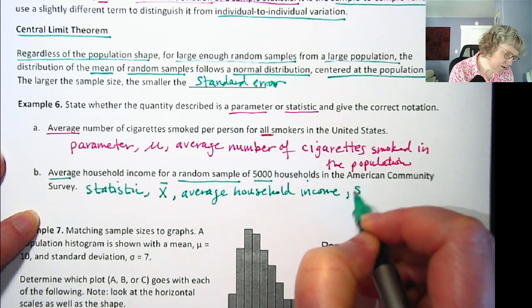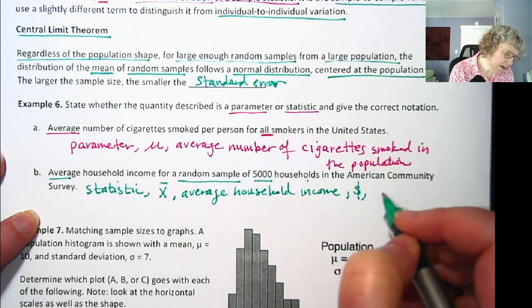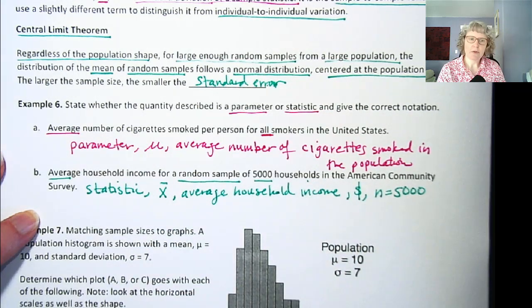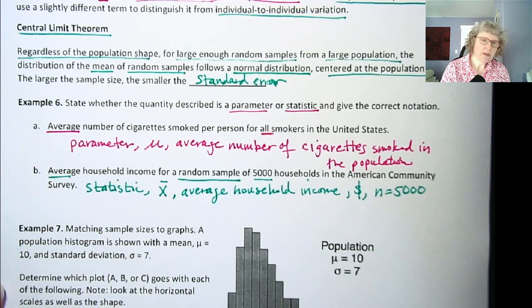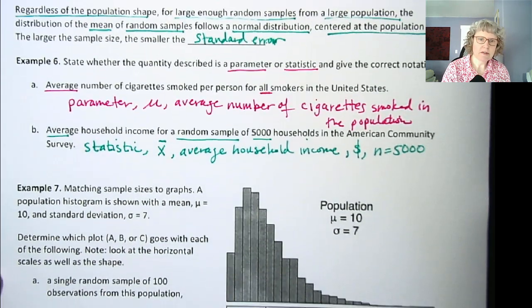So that's going to be in dollars. And I'm also going to write n equals 5,000, because remember how our sample size changes things. So it changes our standard error. So I'm just going to write n equals 5,000. That's some more given information they gave us. Okay, great. So that's a little practice with parameter and statistic.